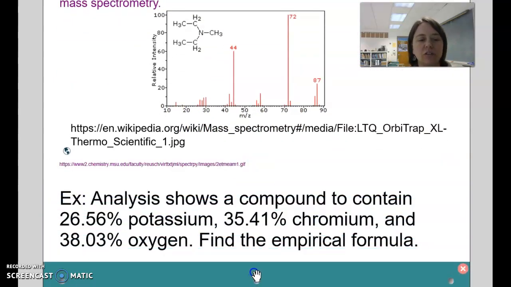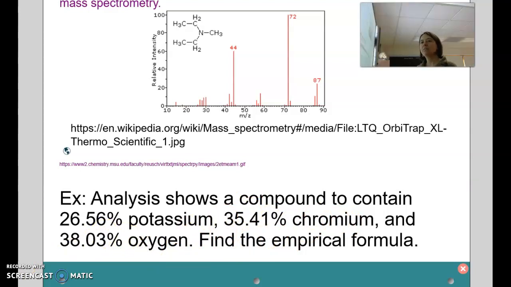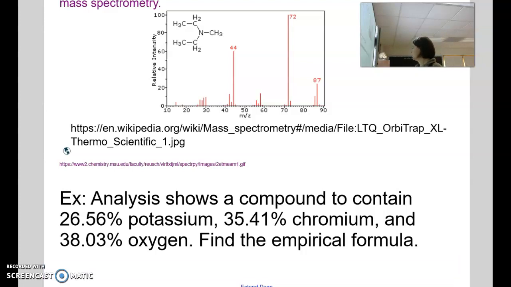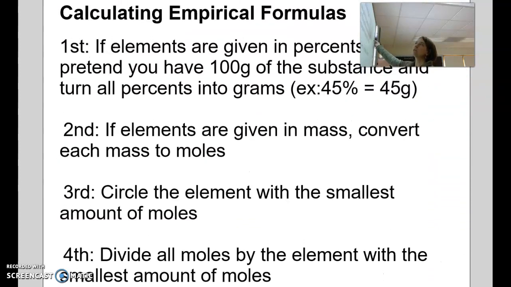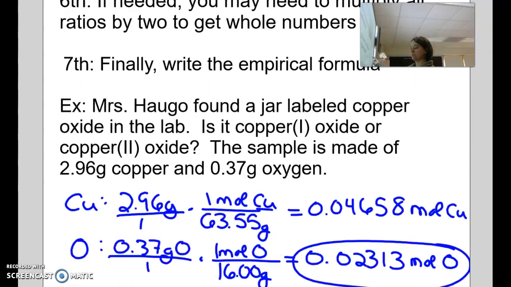So we are going to find the empirical formula using the way we did before. I'll get you started and then you're going to finish it. Okay, when we did mass spectrometry, we found the analysis shows a compound to contain 25.56% potassium, 35.41% chromium, and 38.03% oxygen. Find the empirical formula. Okay, here we go. So our first step is, if it's in percents, turn them into grams.